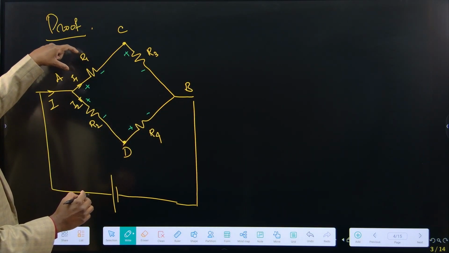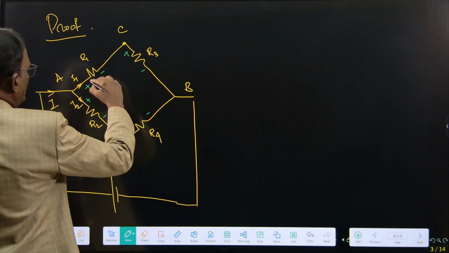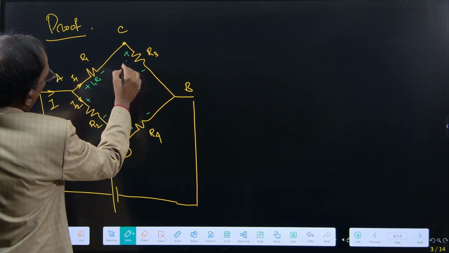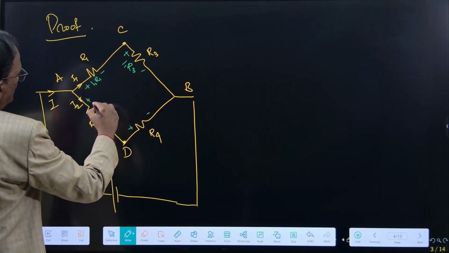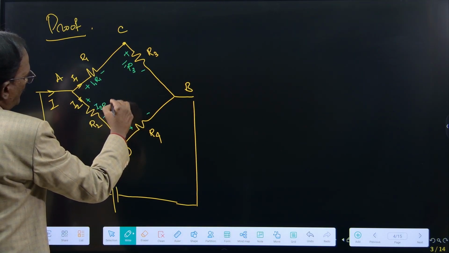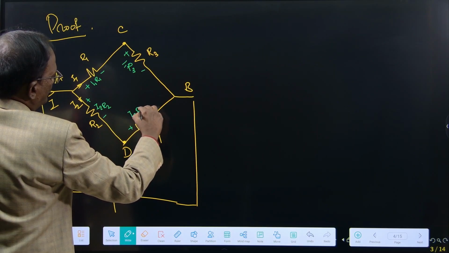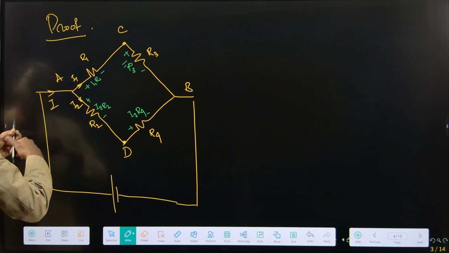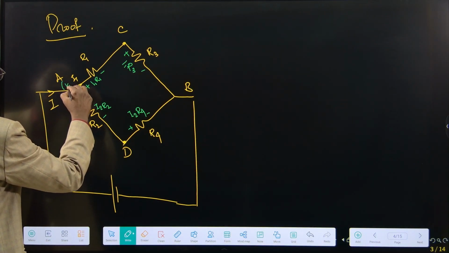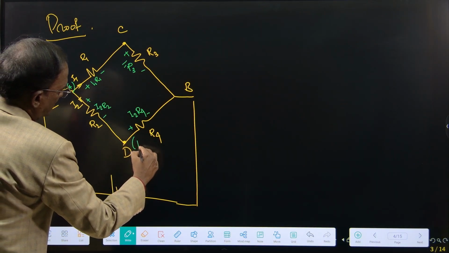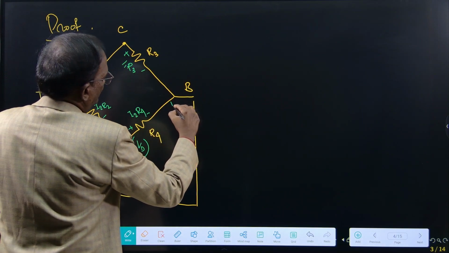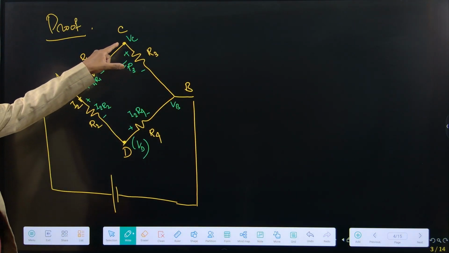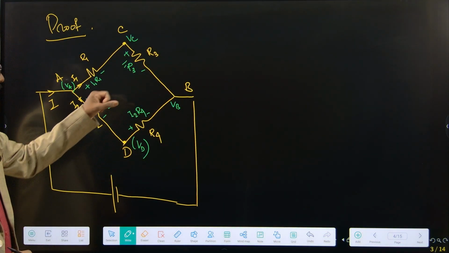Then the drop across this R1 is equal to I1 R1. Ohm's law. This is I1 R3. This is I2 R2. This is I2 R4. These are the voltage drops, right? So this is VA. The potential here is VA. The potential here is VD. The potential here is VB. And the potential here is VC. VA, VC, VB, VD. These are the potentials at the points.